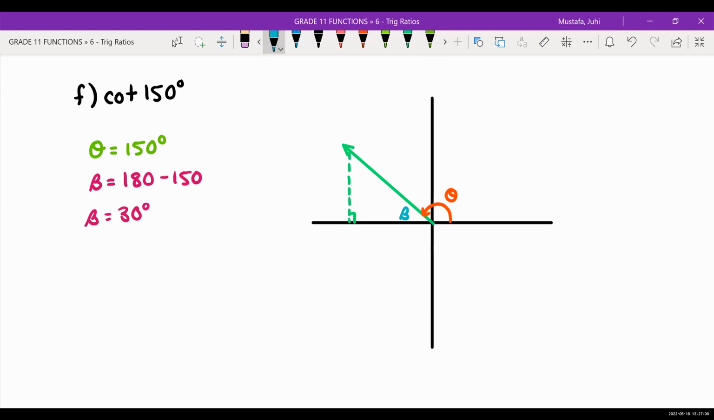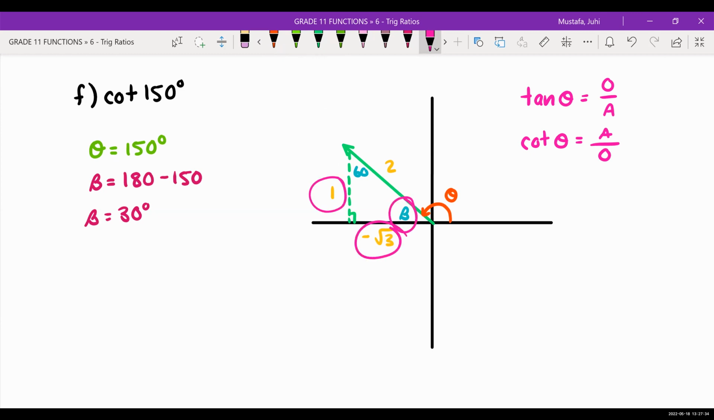So this is a 30-60 triangle. If that's 30, then this is 60. And now I can put in my side length. So it's going to be 1, 2, root 3. This is a positive. This is a negative. Okay, then I'm going to remind myself, what does cotangent mean? Well, tan theta is opposite over adjacent, which means cotangent theta is just going to be adjacent over opposite. Cotangent 150 is the same as cotangent of 30. And so we're going to go adjacent over opposite. And that's just going to give us a negative root 3.